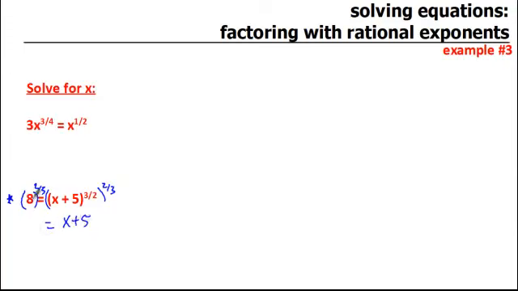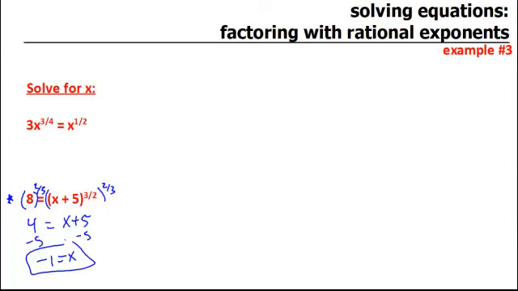Here I take the cube root of 8, which is 2. 2 squared is 4. Do I need plus or minus here? Was my denominator of this rational power an even number? Nope, so I don't need to worry about that. Solve for my x. I get x is equal to -1, and that would be my answer.